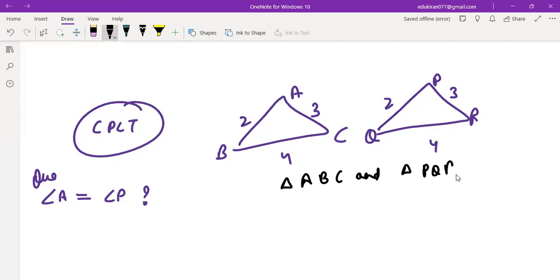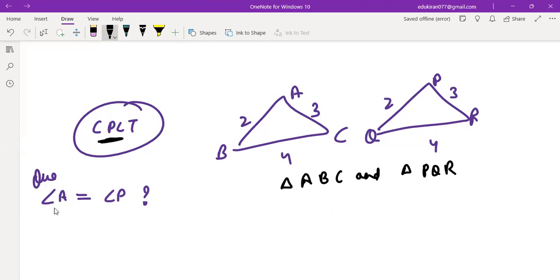Ma'am, we were doing PQR, not this one. No, no, I'm just telling you one concept of CPCT. Okay, this is a hypothetical example. So this is how you have to start.